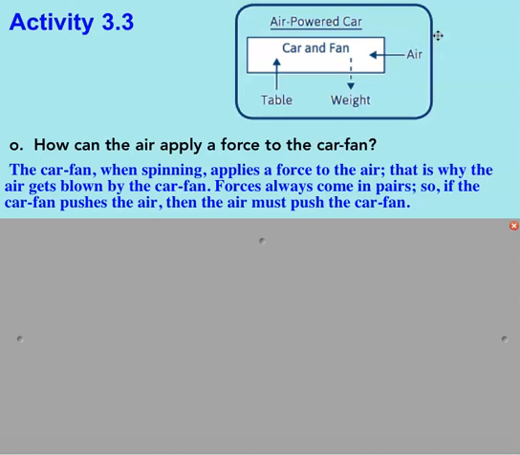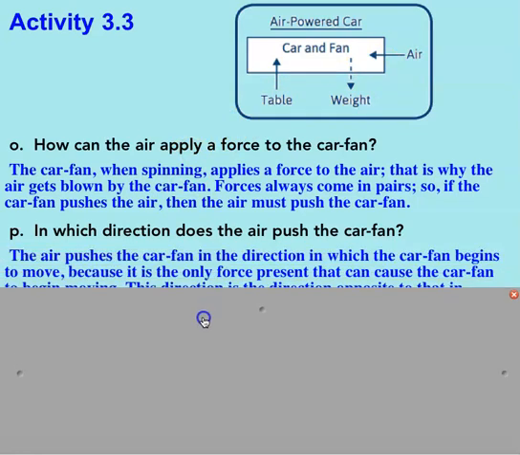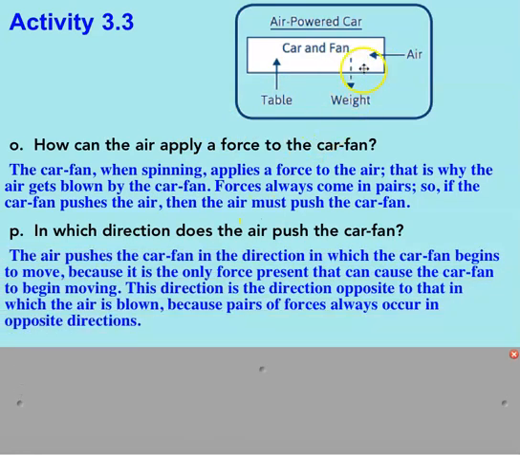And again, this is a free body diagram, so we're only looking at the forces that are applied to the car and the fan. And so it's this air, because that's the only horizontal force. This is the force that must cause the car and the fan to move. So in which direction does the air push the car fan? Well, in this direction up here, it would push it off to the left. It would push it in the opposite direction that the air is leaving the fan, because that air is being pushed against each other.